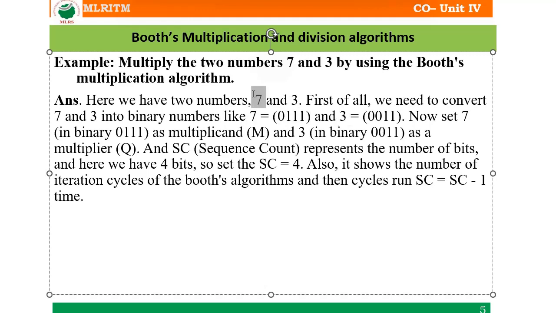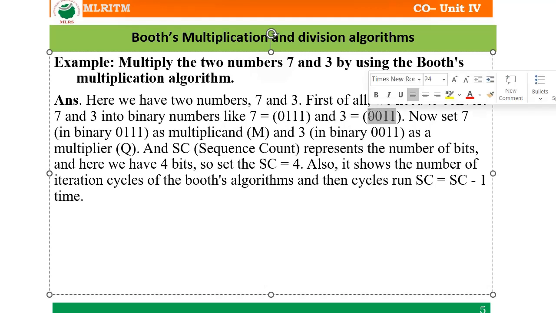7 is a positive value, that's why we are taking the sign bit as 0, and 3 is a positive value again, so we are taking 0 as the sign bit, and the remaining 3 bits indicate 3. Now 7 is set in the M field and 3 is set in the Q field. M is for multiplicand, Q is for multiplier. And now the sequence counter is initialized with 4.